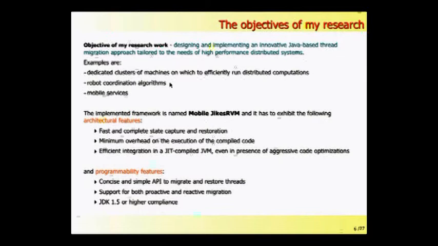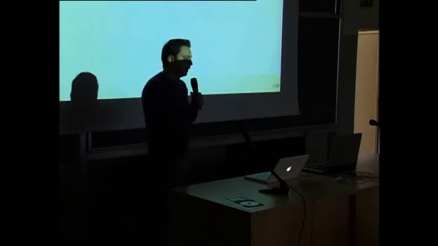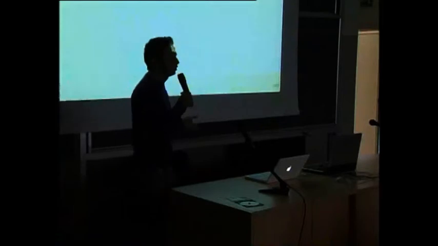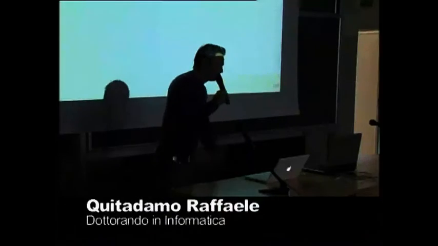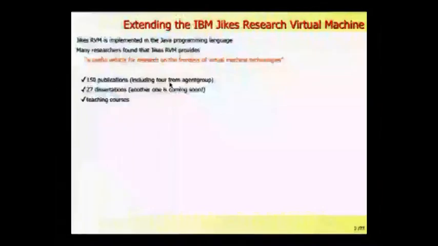So I chose the Jikes Research Virtual Machine, which is an IBM project. It now is an open source project hosted on SourceForge. And it has drawn the attention of many researchers around the world because they found that Jikes RVM is a usable vehicle for research and experimentation on Java virtual machine technologies. We have 150 publications dealing with Jikes RVM, and 4 from my research group, 27 dissertations, and another one is coming soon.